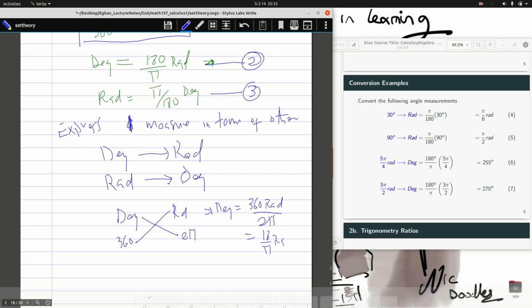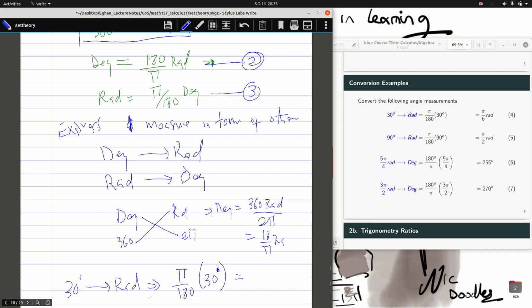First, you are given degrees, 30 degrees, and asked to write in terms of radians. It means you want it in a form of pi's. You want to do away with the degrees, so I have to use equation 3. Equation 3 says just multiply your degree by pi on 180, and whatever answer you get will be in terms of pi's. You can use a calculator for this.